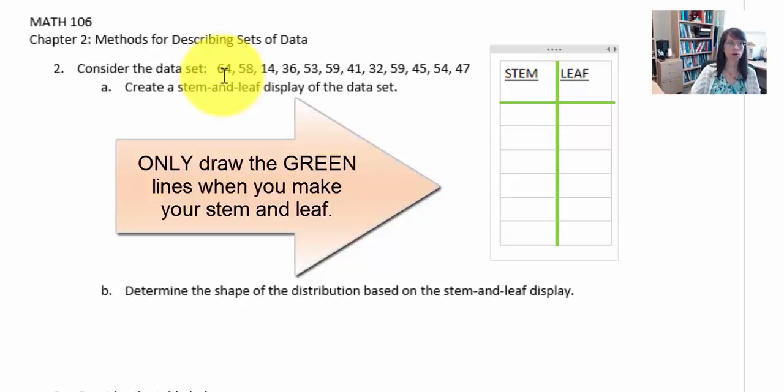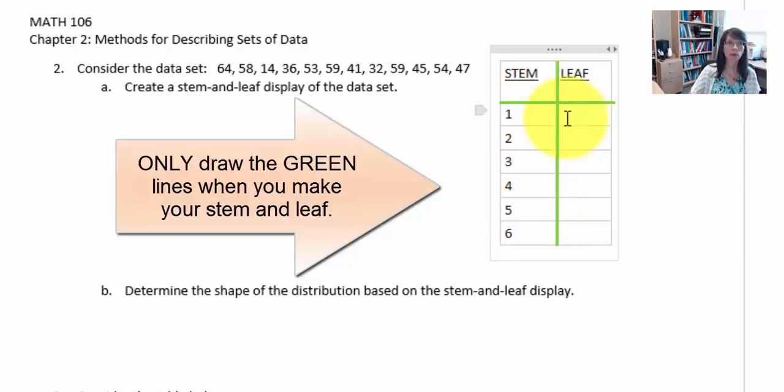We've got 64, so the leftmost value is 6. 58, leftmost value is 5. So really we're comparing 6 with 5. We want to scan the data set and find the smallest number. That would be the 14. So 1 is our smallest stem, and when we continue scanning we will find that 6 is our largest stem. So we need to include the numbers 1 through 6 for our stems.